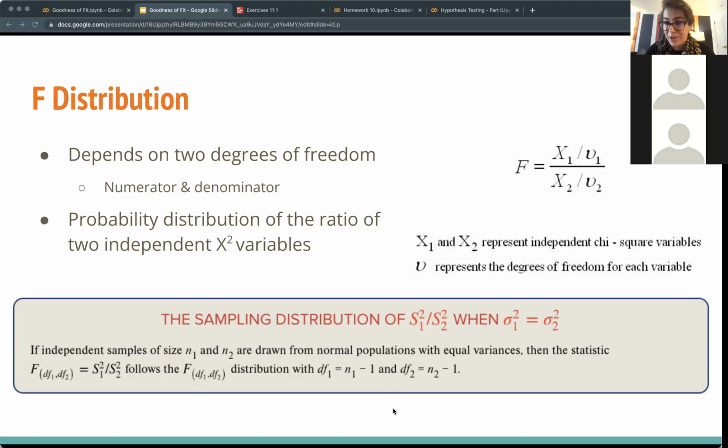Any questions regarding what we're getting at right here? Really, the key takeaways are that we have 2 degrees of freedom to calculate for the numerator and denominator, and we're comparing these 2 different distributions and looking at the variance between them.